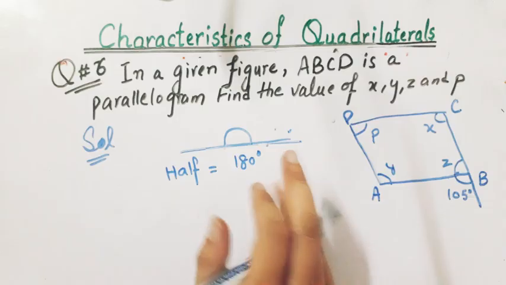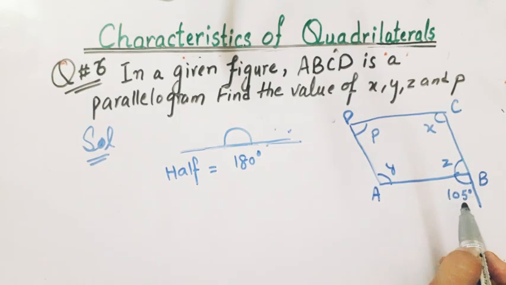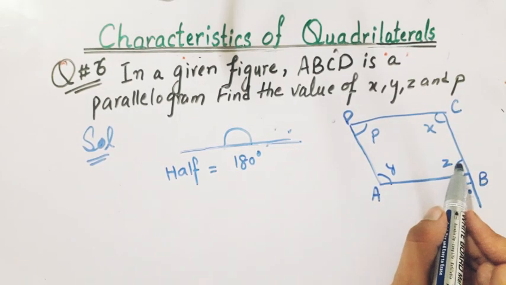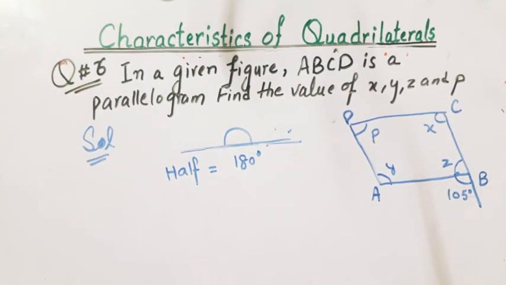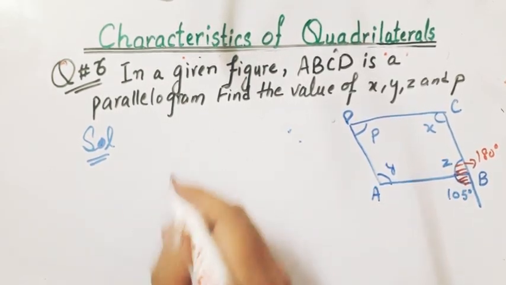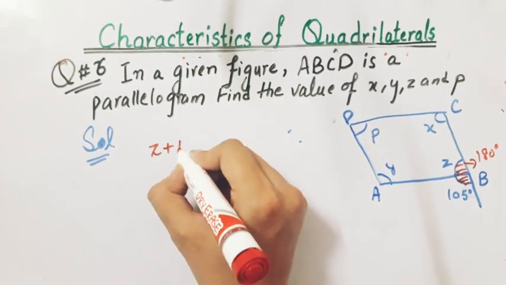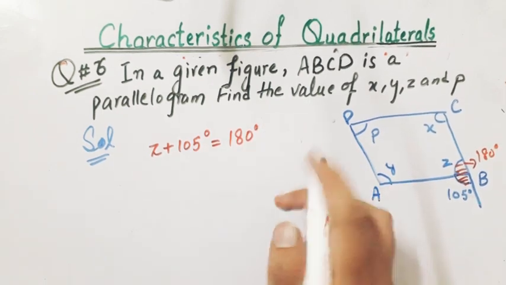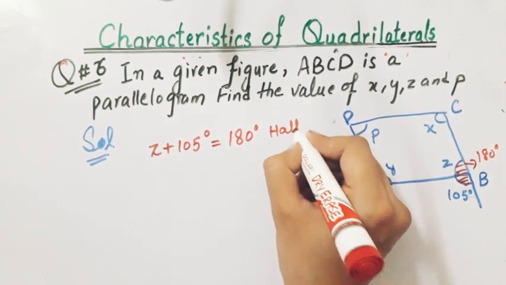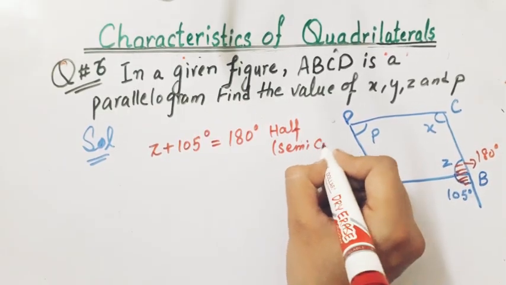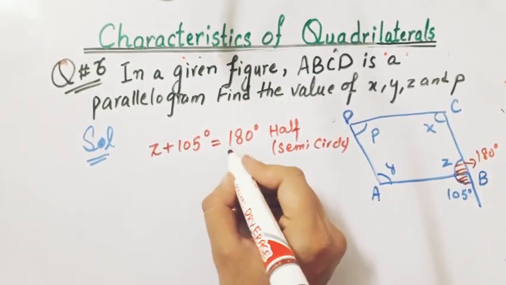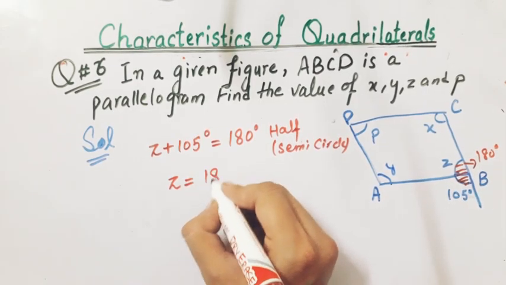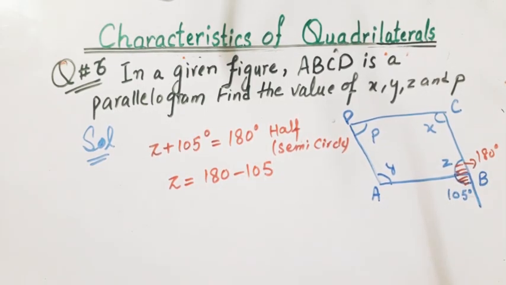Now you can see here, this angle is given as 105. This angle is Z, and if we consider this whole angle, this is a half, so this will be 180 degrees. So you will write Z plus 105 degrees equals 180 degrees, according to the half angle or semicircle. So you can easily find the value of Z. So 180 minus 105. So subtract this.